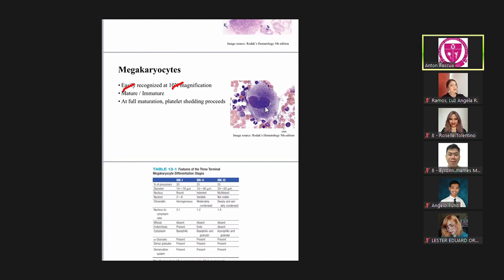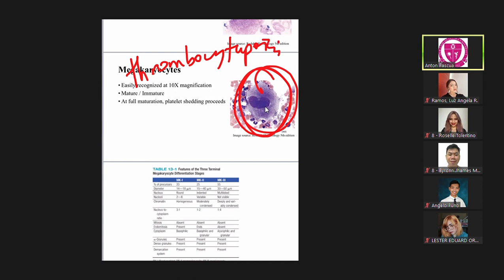And that platelet shedding is what we call as, so let's say you have your megakaryocyte here, it's already mature. That platelet shedding is what we call as thrombocytopoiesis. Okay? Thrombocytopoiesis, meaning to say, you are now shedding out your platelets. And from your megakaryocyte, you can release about 2,000 to 4,000 platelets. Sa isang megakaryocyte yun, ha? You can then shed out or release out about 2,000 to 4,000 platelets.